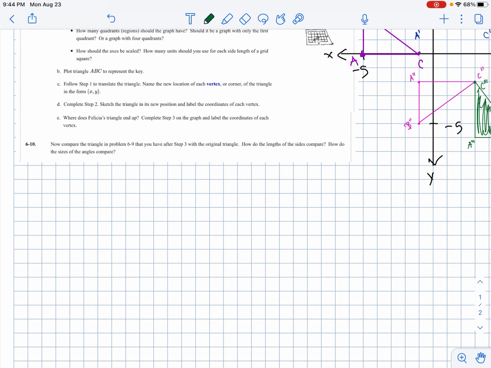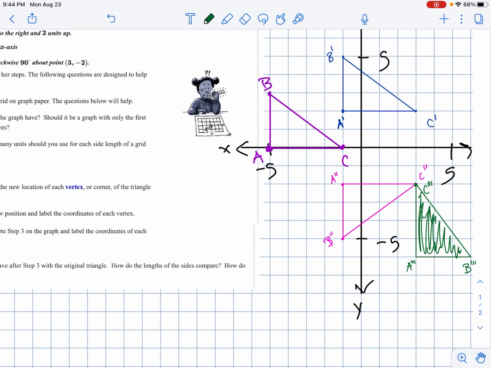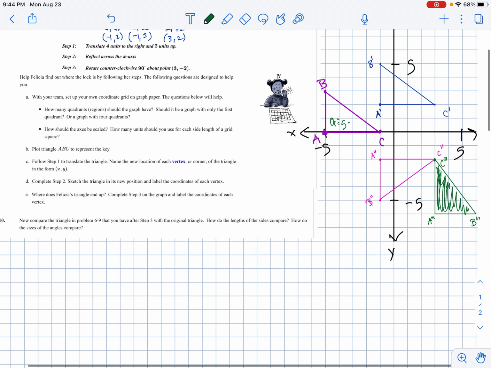It says, now compare the triangle in problem 6-9 that you have after step 3 with the original triangle. How do the lengths of the sides compare, and how do the sizes of the angles compare? Well, what they're really trying to get at here is, because this is the original triangle here, and this is where it ended up down there, what they're wanting you to notice is that these are going to be what's called congruent triangles, because all of these are what's known as rigid transformations.